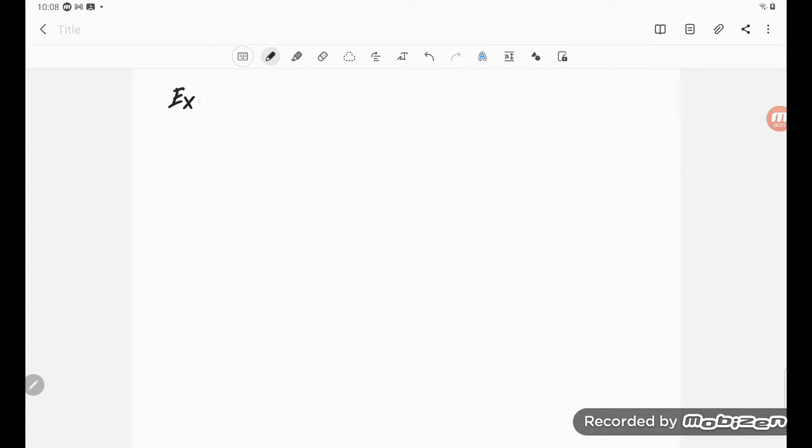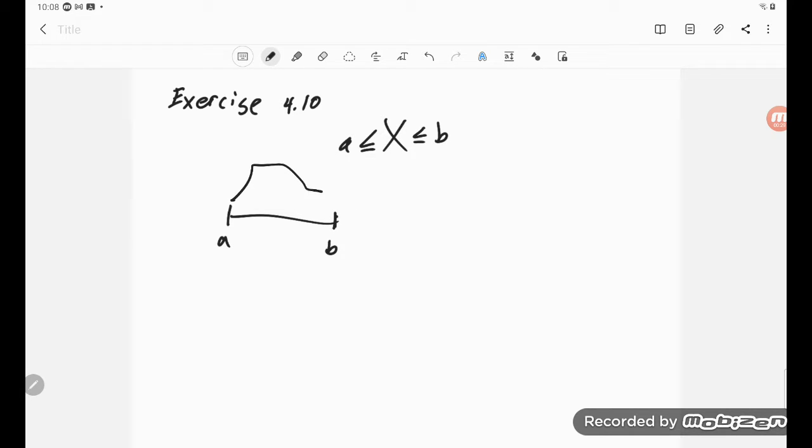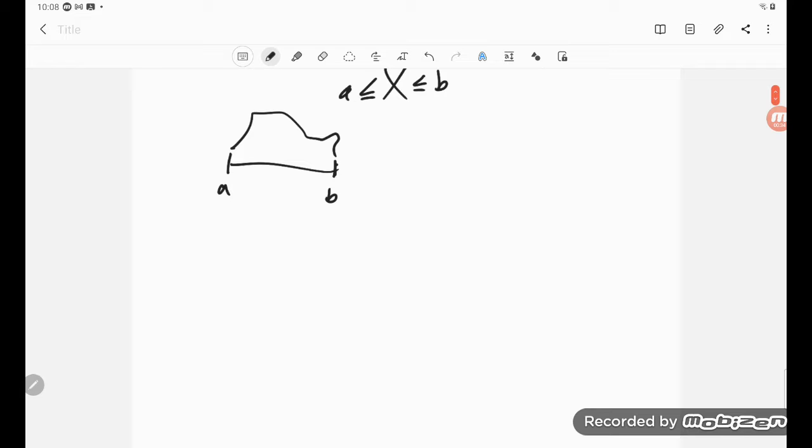Okay, I thought I'd look at getting started on exercise 410. In exercise 410, it mentions we have an arbitrarily defined random variable on [A, B], A is less than or equal to X is less than or equal to B. So here's A, here's B. Who knows what it does? Something on [A, B]. And it says show that the mean is bounded also by [A, B].